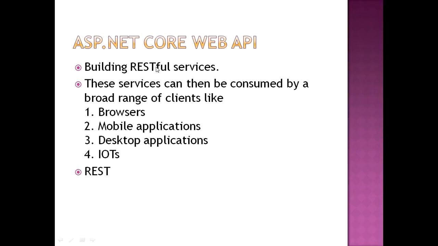This Web API is used for building RESTful services, which are then consumed by many clients like browsers, mobile applications, desktop applications and IoTs. This IoT is nothing but Internet of Things, that is an object or device that has an IP address and can communicate over the internet with other internet-enabled devices and objects. We are widely using this to create RESTful services, but it can also be used to create services that are not RESTful. Let us understand what these RESTful services are.